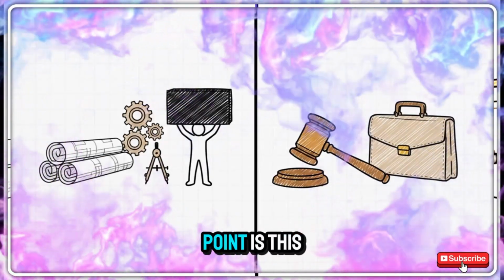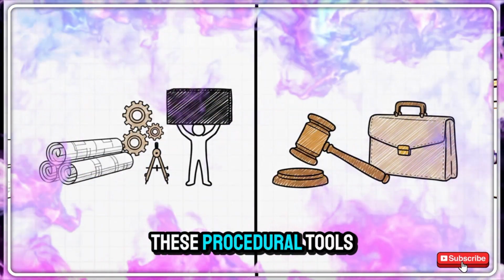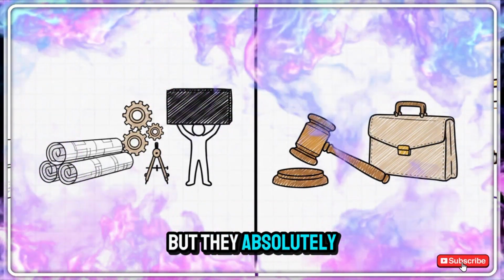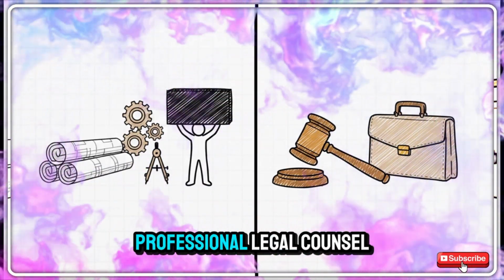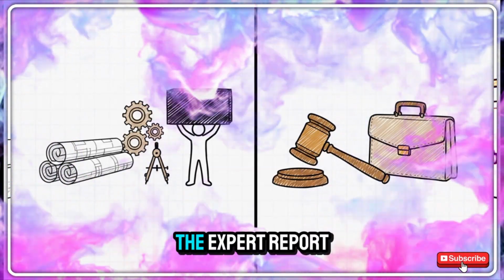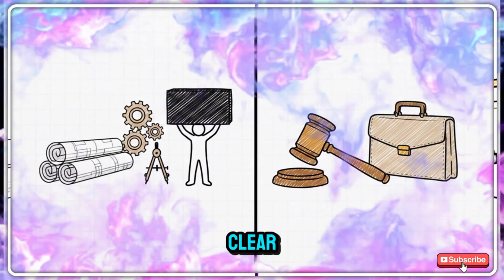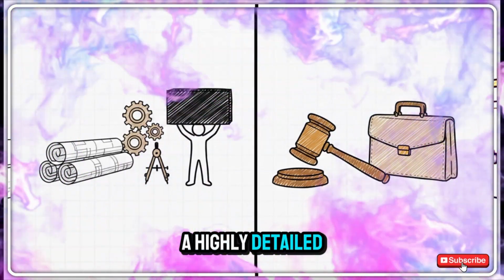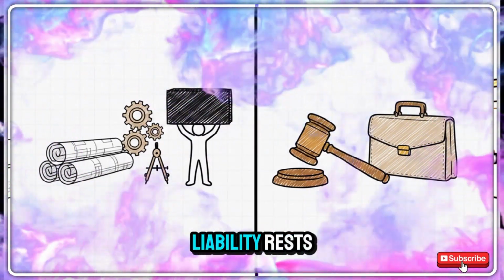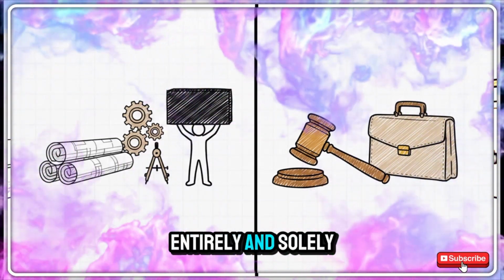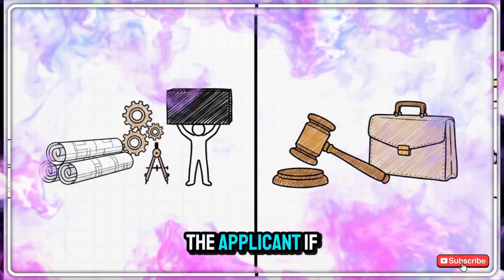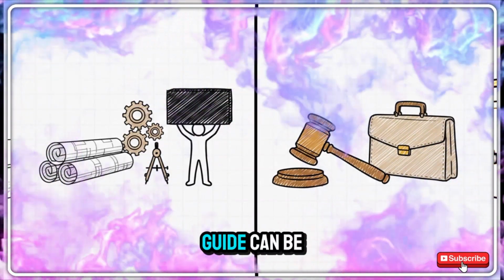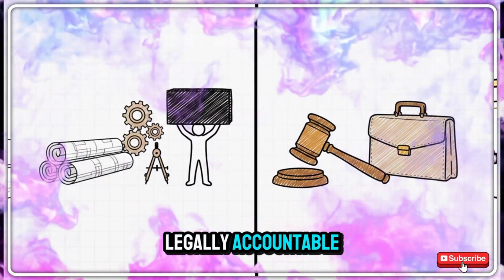So the crucial point is this. These procedural tools optimize organization immensely, but they absolutely do not substitute professional legal counsel. The expert report makes it clinically clear that while these blueprints mitigate friction and give you a highly detailed roadmap, ultimate legal liability rests entirely and solely with you, the applicant. If a catastrophic mistake is made, there is no way the guide can be blamed or held legally accountable.